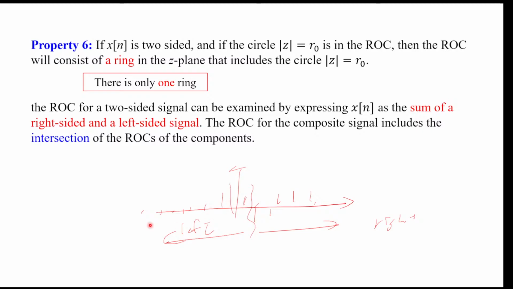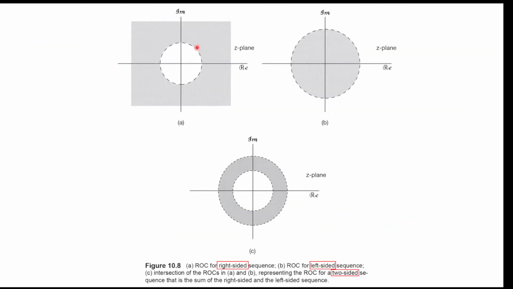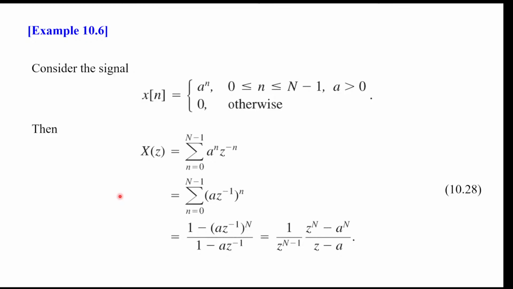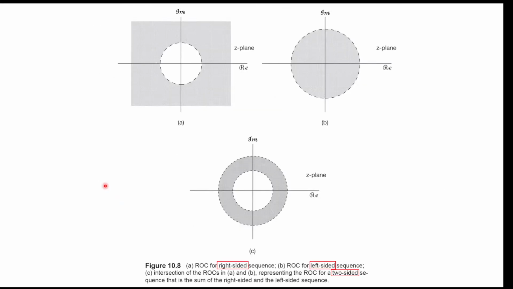And then the left-sided signal has its ROC, the right-sided signal has its ROC, and the ROC of your two-sided signal should be the ROC of the intersection of those two. So you have a left-sided signal with an ROC like this, and a right-sided signal with an ROC like this, then their intersection will be, most of the time, a donut. Yeah, the ROC will be a donut, and if you are lucky, you might or might not include 0 and infinity, etc.